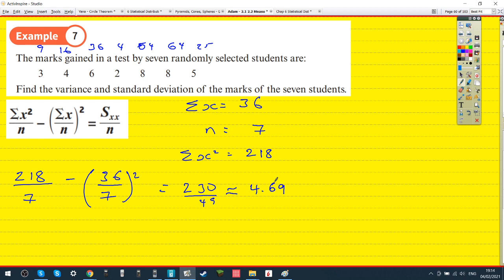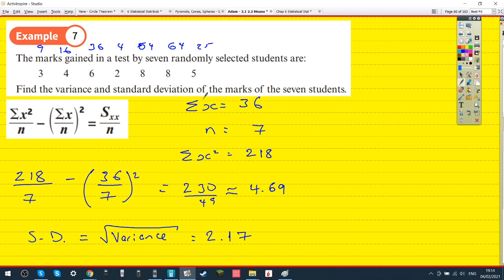Standard deviation? Standard deviation is the square root of the variance. So you square root it? Yeah. Use the full answer, not 4.69. Okay, that gives you 2.17 to 3 significant figures.